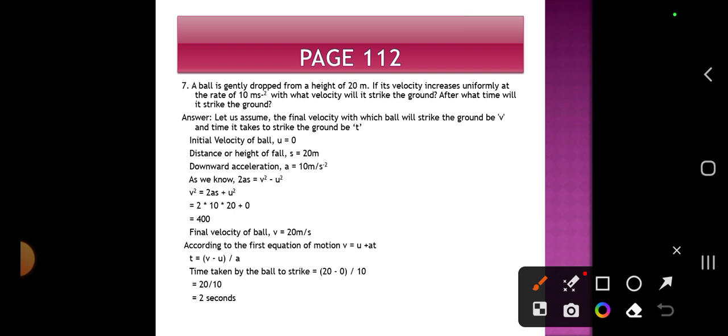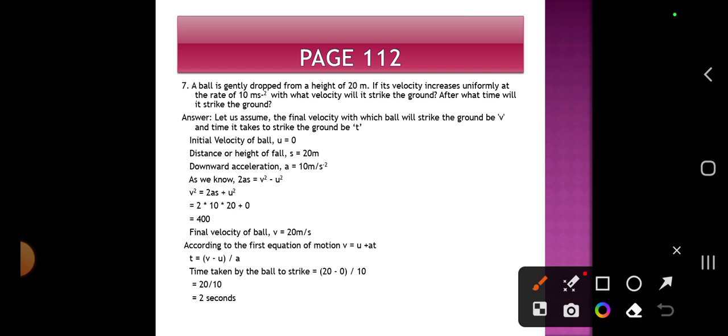So let us check the answer. It says, let us assume the final velocity with which the ball strikes the ground is v, and time is t. Here the initial velocity will be 0, as we know, and the distance or height of the fall is given, that is 20 meter, and the acceleration is also given, that is 10 meter per second square.